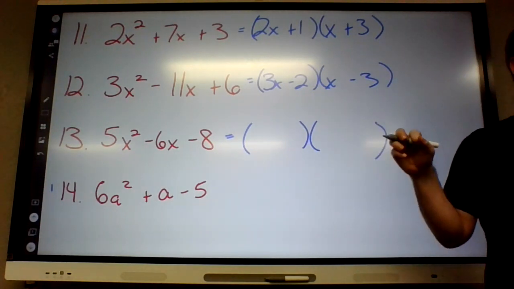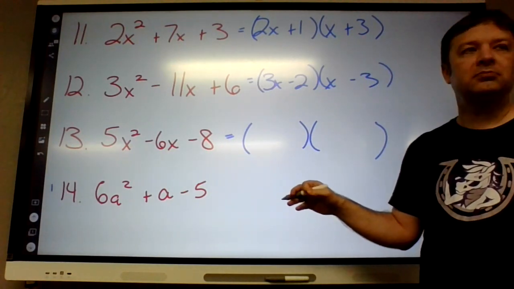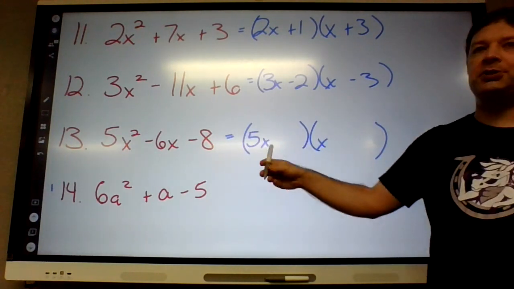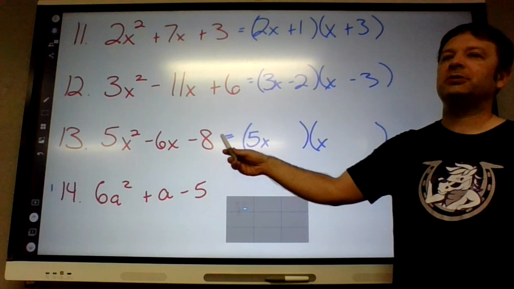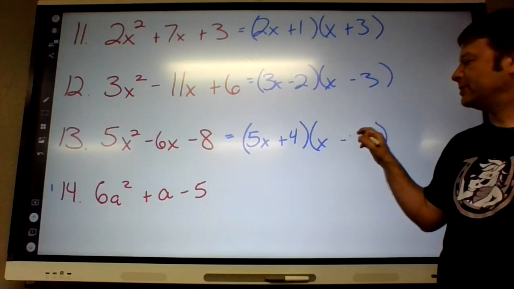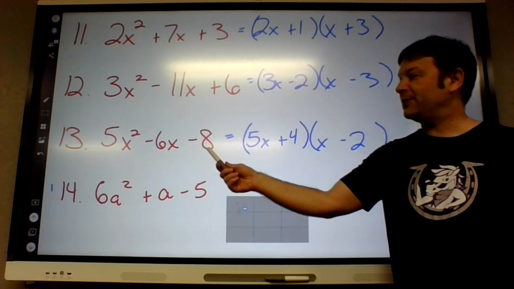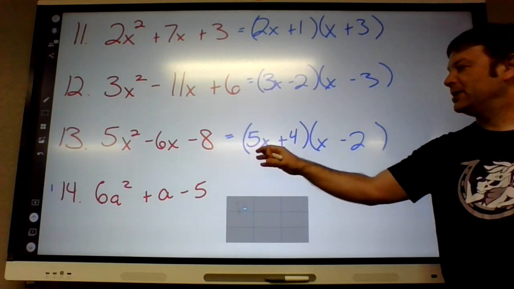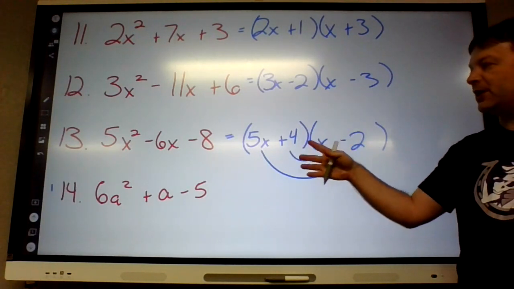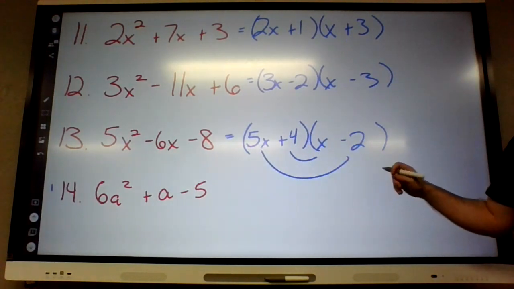Let's see, where are we at? Hank, what could go in the front on this one? Could be 5x and x. Then it'd be +4 and -2, so +4 and 5 and -2. What goes into -8, 4, -2, and if you do it this way. This is the one where you just have to try and see if it works or not. If it doesn't work, you might have to switch the 2 and the 4, or try 8 and 1. Just try different combos. This is -10 plus 4, which is -6.